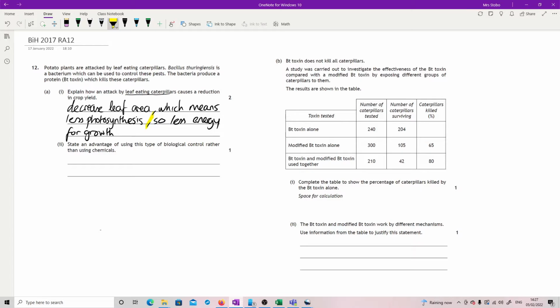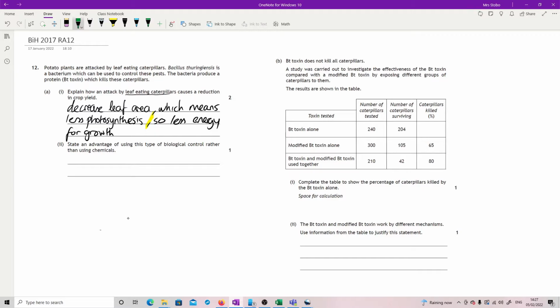I didn't actually think there was anything else, but when I checked the mark scheme, they also said that you could have had disease being carried if the caterpillars were a vector as well. And if you have disease being carried, then that decreases health and that decreases growth as well. Okay. State an advantage of using this type of biological control rather than using chemicals.